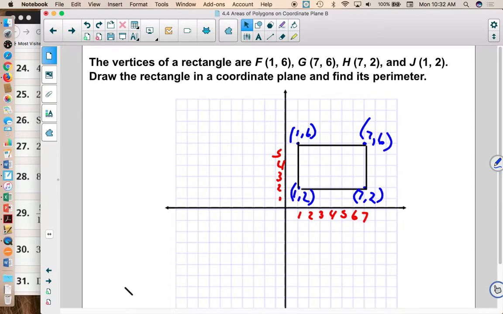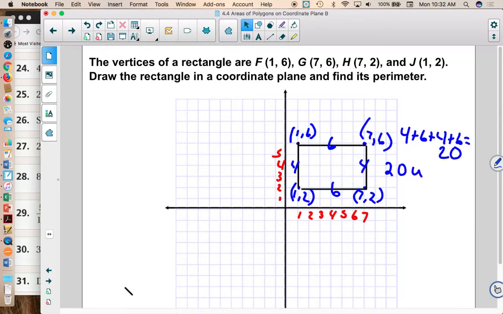I know that this first side is 1, 2, 3, 4 units. Do you agree? My second side is 6 units. This one's 4 units, and this one is 6 units. Does everybody agree with that? So what is the perimeter of our rectangle? 20 units. They're not squared because I didn't multiply units times units. All I did was 4 plus 6 plus 4 plus 6 equals 20.